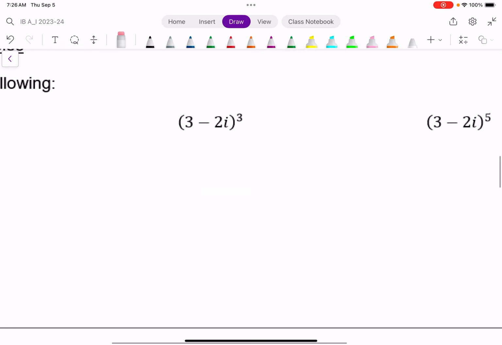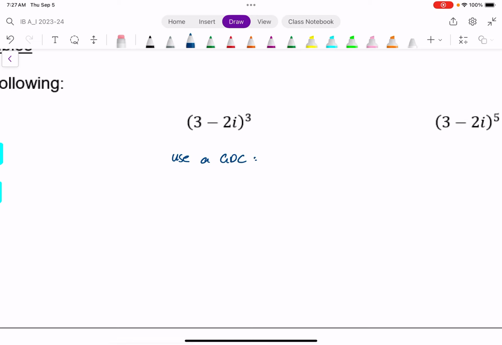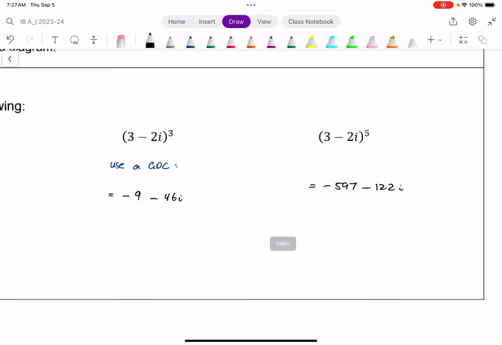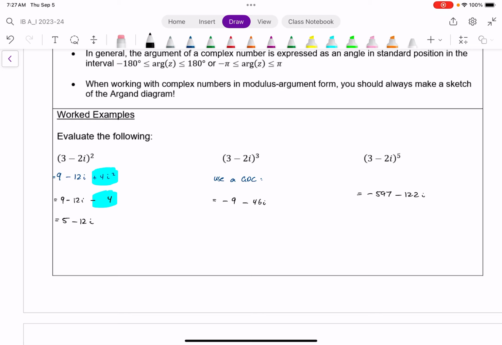And so this here, I would encourage you just to use a GDC, although you could figure it out in the way as before, and you should get really quickly negative 9 minus 46i. Same thing for this last one. This would be really quite unpleasant to do by hand. With the GDC again, it takes just a moment. You should get negative 597 minus 122i. So again, always be familiar with your GDC. Generally, it's probably faster than doing these by hand, aside from maybe this one here.